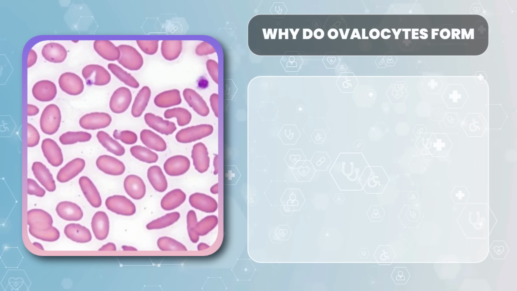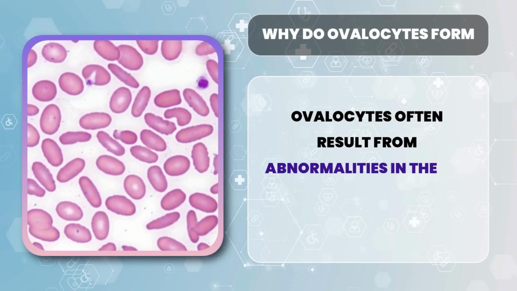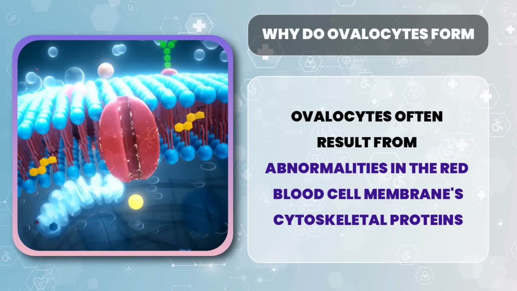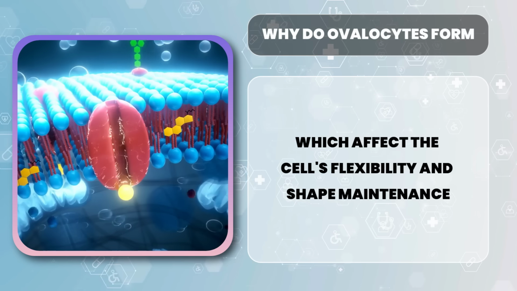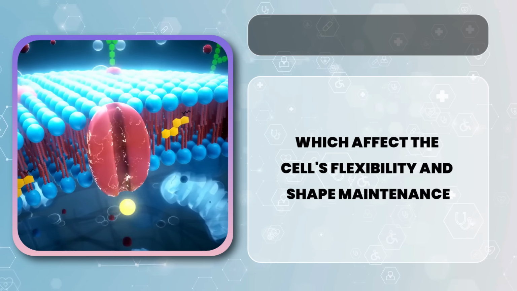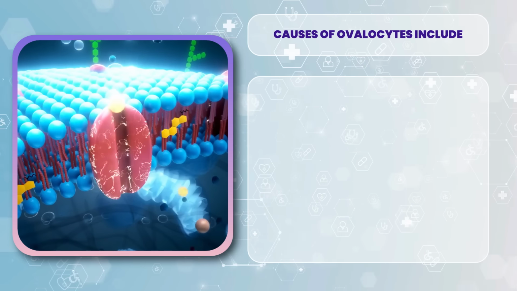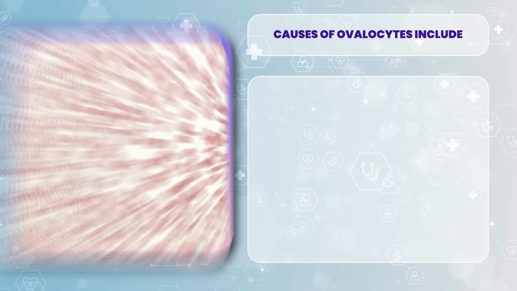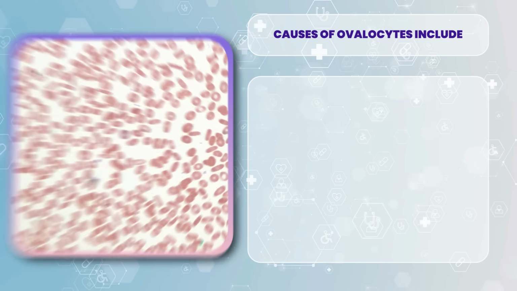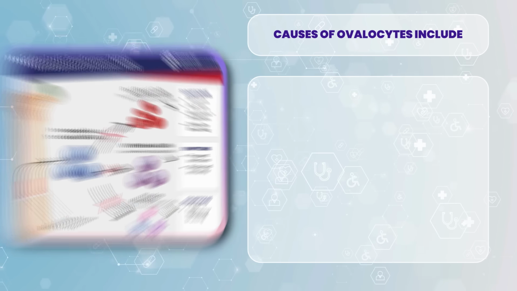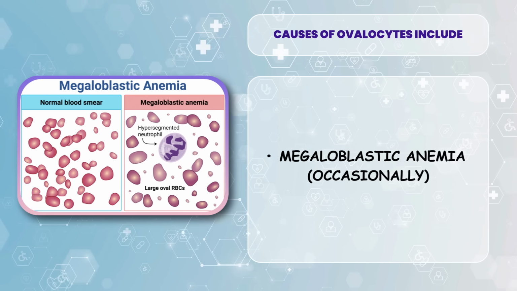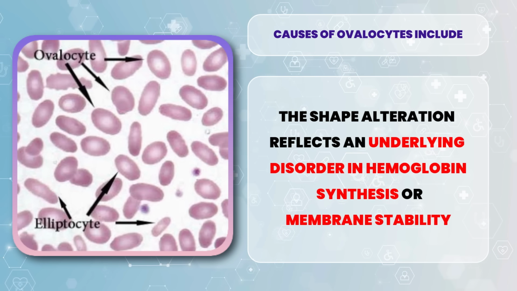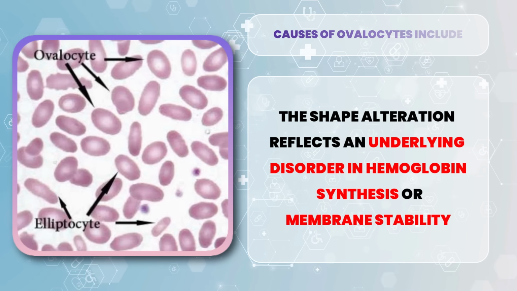Why do ovalocytes form? Ovalocytes often result from abnormalities in the red blood cell membrane's cytoskeletal proteins, which affect the cell's flexibility and shape maintenance. Causes of ovalocytes include iron deficiency anemia, thalassemia, hereditary elliptocytosis, myelodysplastic syndromes, and occasionally megaloblastic anemia. The shape alteration reflects an underlying disorder in hemoglobin synthesis or membrane stability.